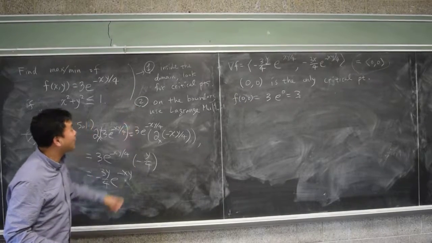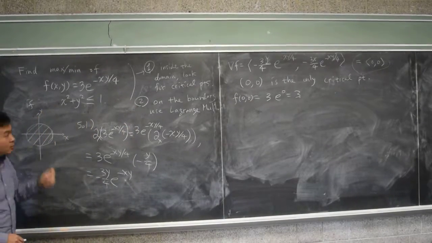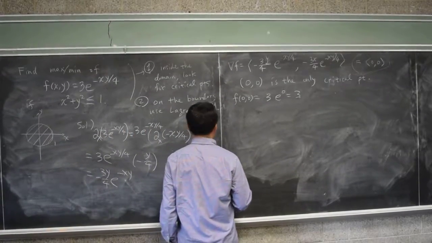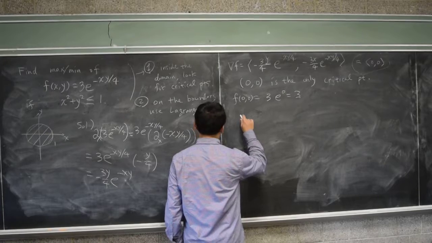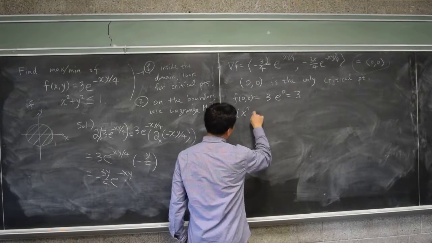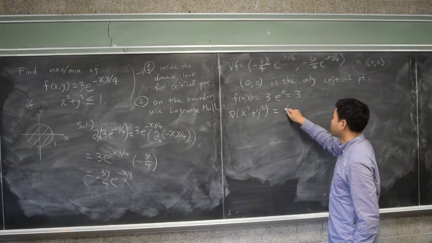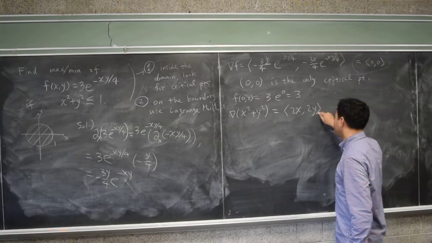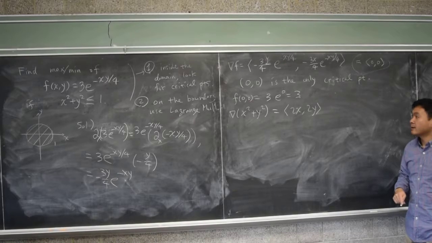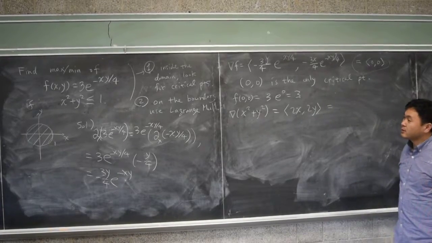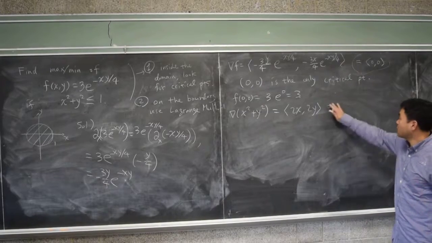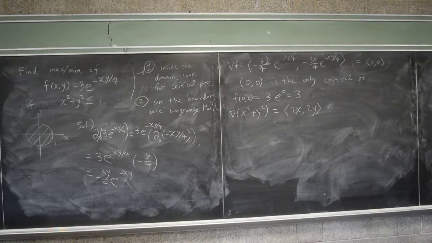Now let's look at the boundary. For the boundary, we need to do this. We have the gradient of x squared plus y squared is equal to 2x, 2y. Okay. Doesn't look so nice. Let's see.